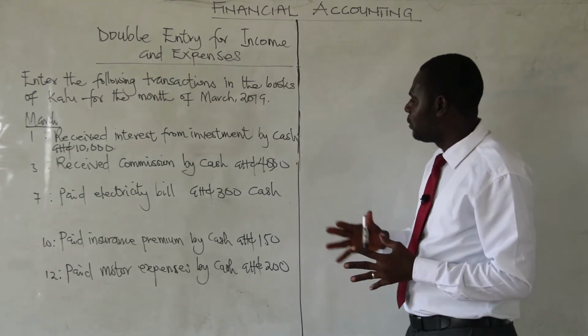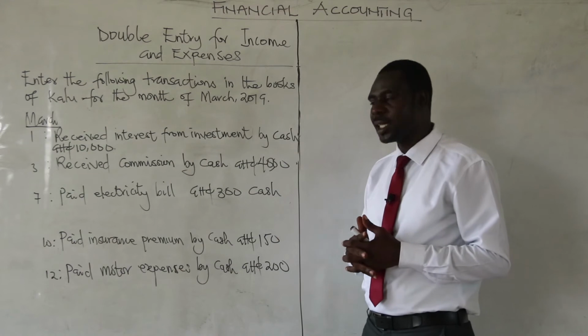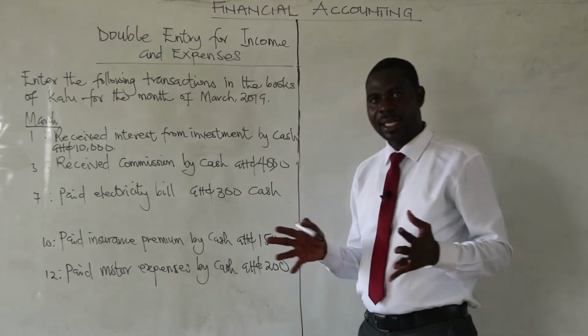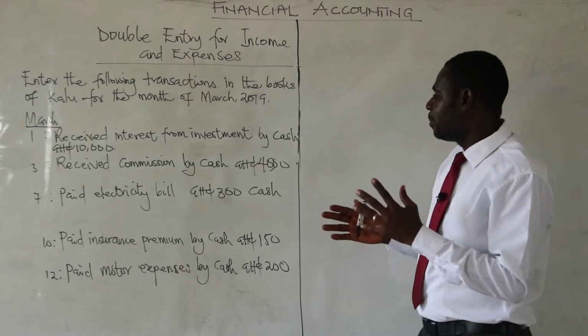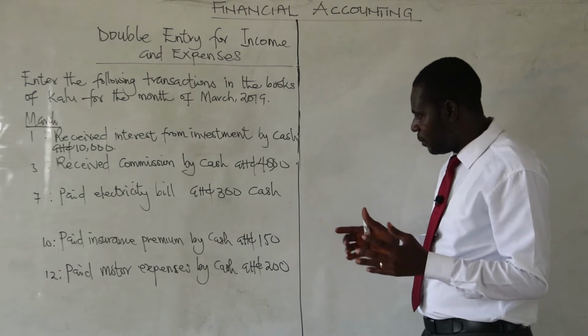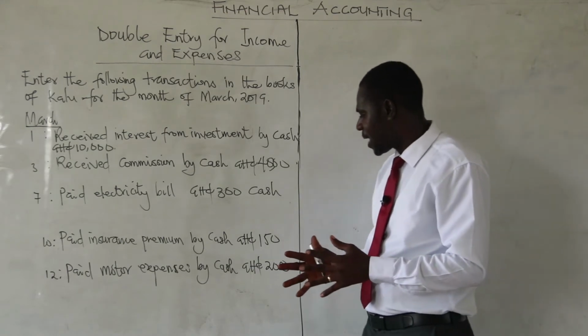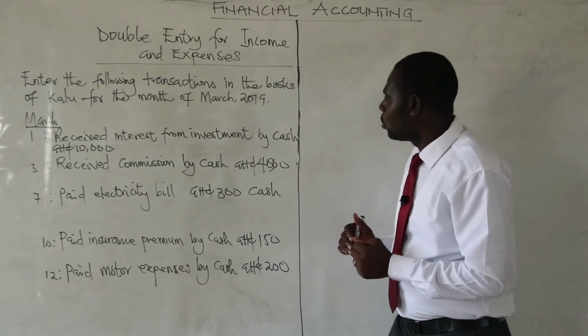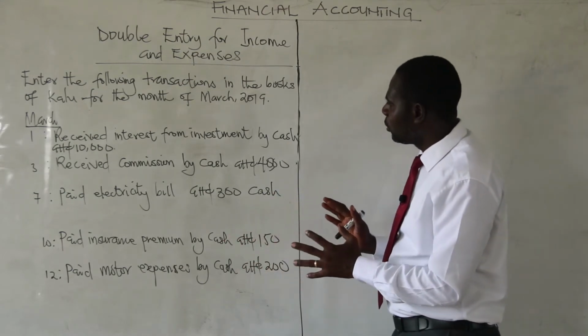3rd March, received commission by cash, 4,000 Ghana cedis. 7th, paid electricity bill, 300 Ghana cedis cash. 10th, paid insurance premium by cash, 150 Ghana cedis. Then we have paid motor expenses by cash, 200 Ghana cedis, okay? So let's look at these transactions.